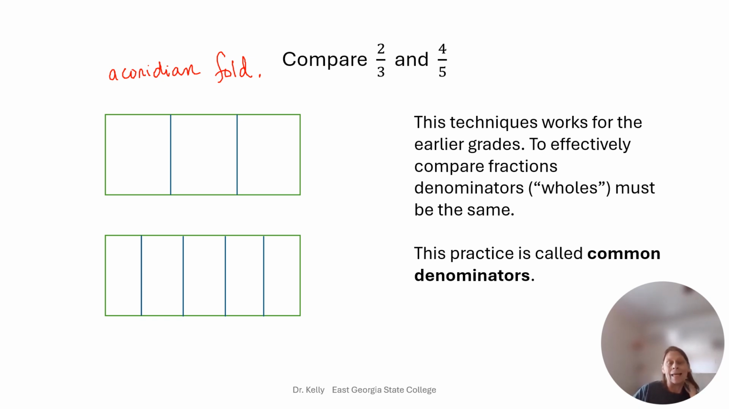And so that's n-1 folds. If you need it in 2 pieces, you're just going to fold it once. If you need it in 3 pieces, you're going to fold it twice, and so forth. So accordion folds are n-1 folds. Okay. So here we accordion folded it twice. Here we accordion folded it 4 times. And we're trying to compare 2/3 and 4/5. So let me just color up 2/3.